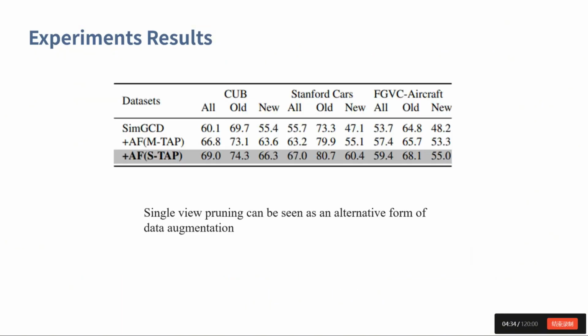Since the baseline uses 2 augmented views, we apply pruning to only one view while keeping the other intact. This preserves information completeness and, at the same time, serves as a form of data augmentation. Empirically, this single-view pruning strategy delivers higher performance.